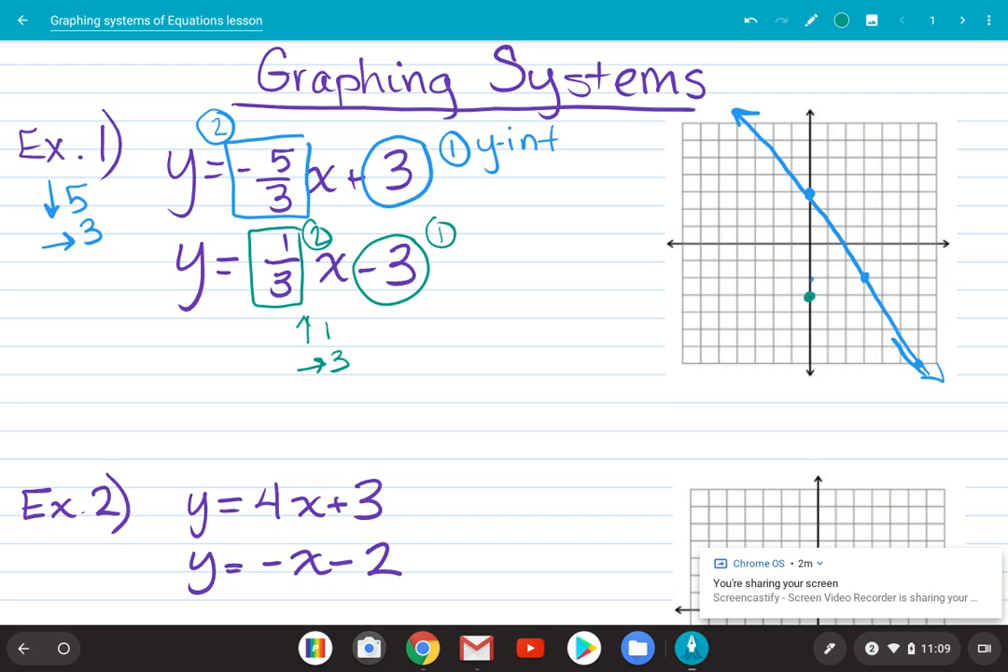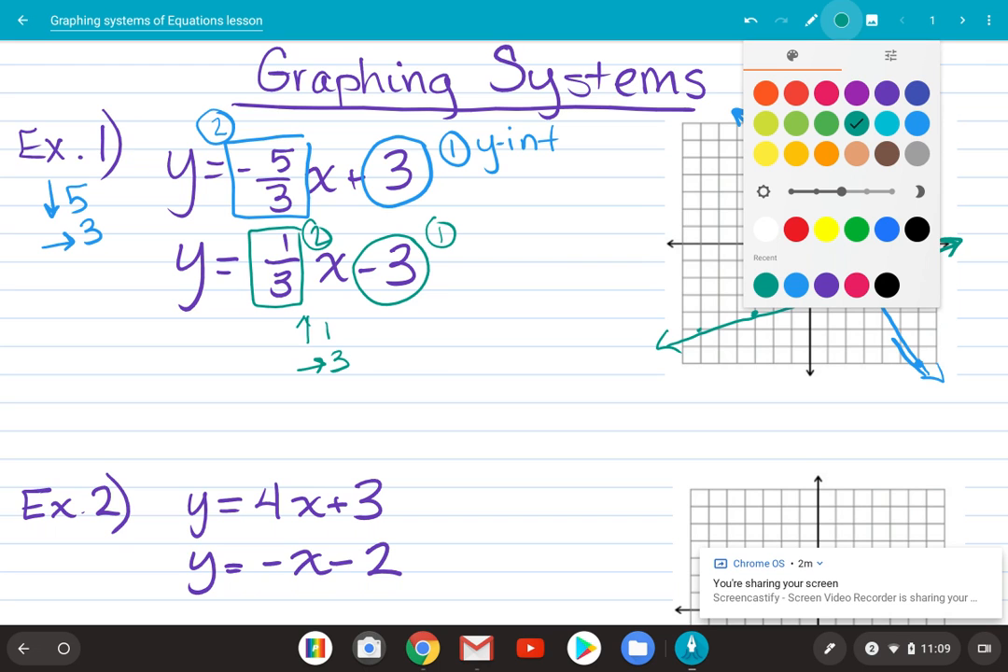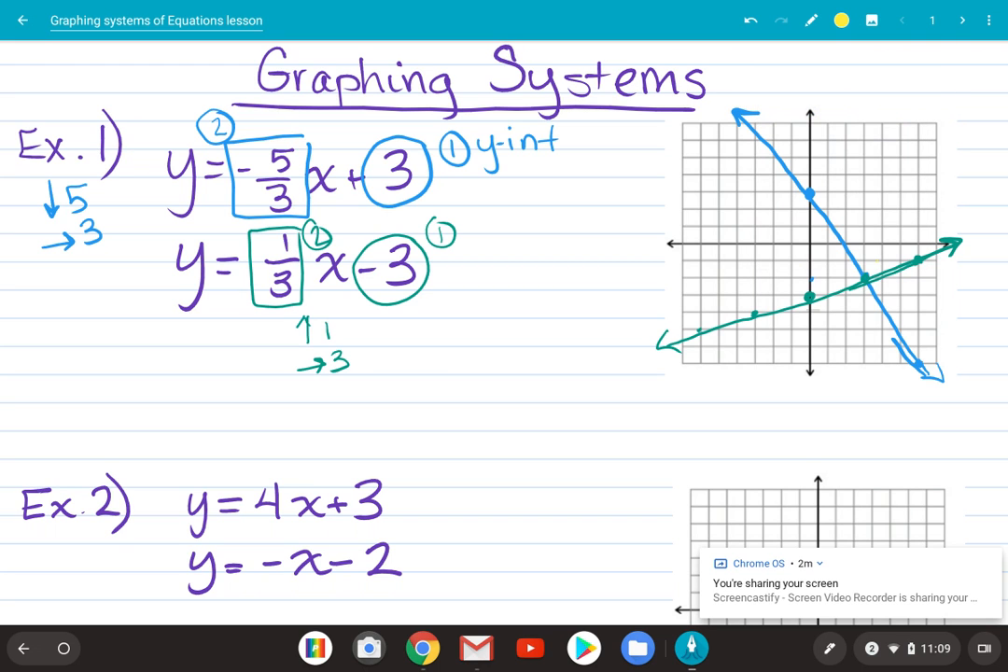So go up 1 to the right 3, up 1 to the right 3, and you draw the line. I cannot do that one very nicely. There we go. And we see that they do meet right here at this point.